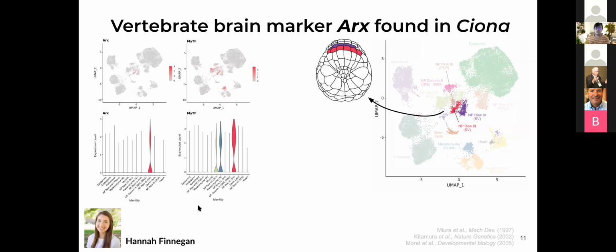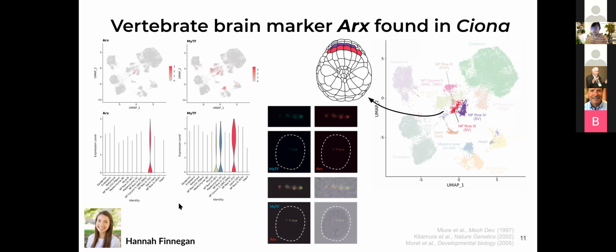Now that we've confirmed that these two markers overlap from the single cell map, we wanted to go back into the lab with the help of Hannah to perform more in situs. So here are Hannah's pictures of MyTF and ARX. On this first row, I have the zoom in of the embryo because row 3 is fairly small. And then here I have the two overlays. We can see that ARX and MyTF both line up in the same location, confirming our suspicion that ARX is a highly specific marker for row 3 of the neural plate at this time point.